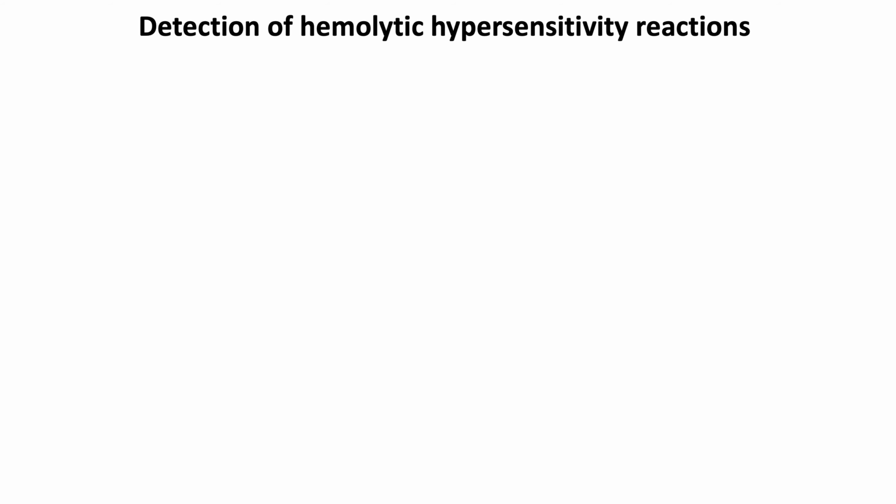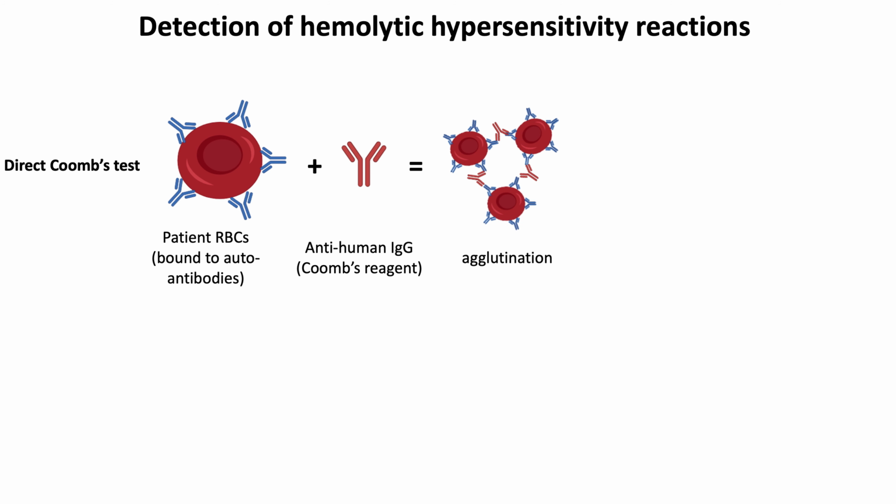So there's a variety of ways that one can detect hypersensitivity reactions, but I wanted to draw to your attention one of the key ways to detect hemolytic hypersensitivity reaction, and that is through the Coombs test. There's a direct Coombs test in which a patient that is undergoing an autoimmune hemolytic event, their red blood cells, which should be bound already by autoantibodies, are incubated with anti-human IgG antibodies, and this is called Coombs reagent. And when this happens at the right concentration, it can lead to agglutination of these red blood cells and precipitation out of solution.